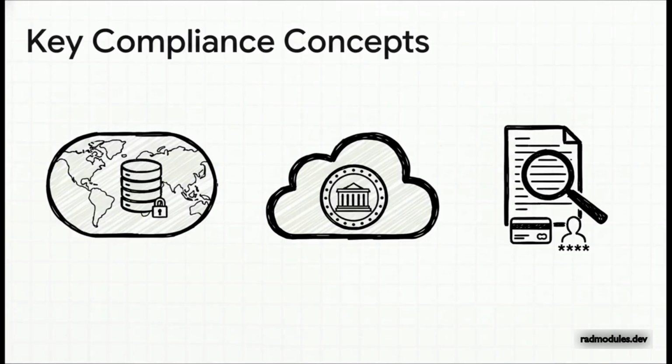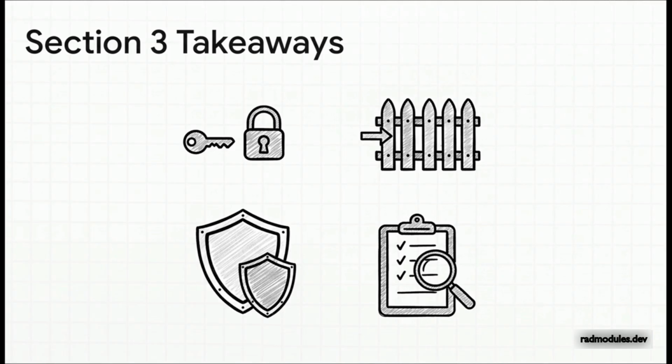And finally, just make sure these three concepts are on your radar. Data residency, that's all about where your data is physically stored, which is critical for rules like GDPR. Assured Workloads, which is a way to enforce compliance for really sensitive government or commercial workloads. And the Cloud Data Loss Prevention API, a super powerful tool for automatically finding and redacting sensitive info like credit card numbers.